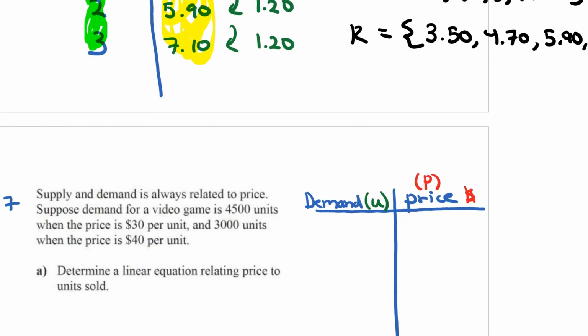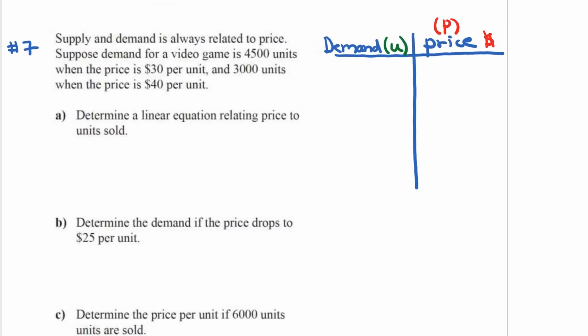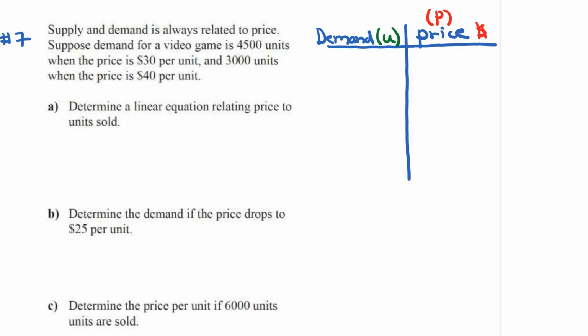Okay, let's move on to question number 7 here. Question 7 should be another long question. I think most of these questions are pretty long because there's part A, B, C, and D. For question number 7, supply and demand is always related to price. So, suppose demand for a video game is 4,500 units when the price is $30 per unit, and 3,000 units when the price is $40 per unit. That makes sense. If the price goes up, the number of units of the video game sold should decrease.